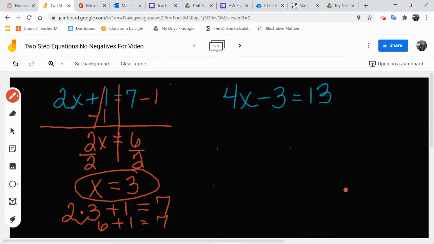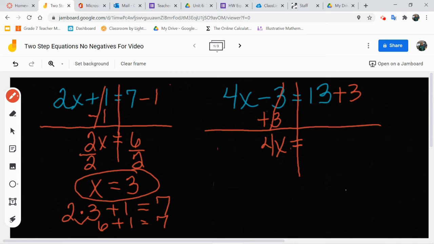Remember, on two-step equations without parentheses, the first thing we always do is the opposite of add or subtract, or the opposite of negative or positive. So we have minus 3 on this side. The opposite of subtracting 3 is adding 3, and we're going to do that to both sides of the equation. When we do that here, remember that gives us 0. A number plus its opposite is always 0. That leaves us with 4 times x equals 13 plus 3 is 16.